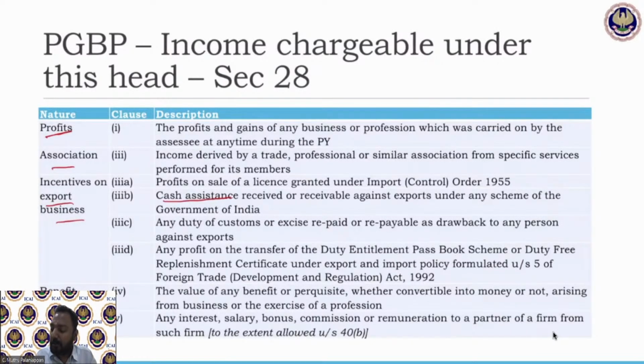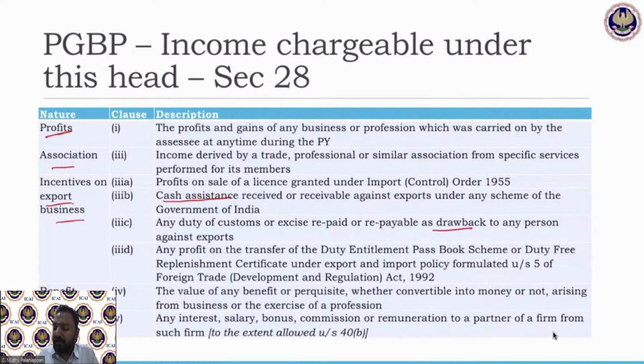Similarly, any duty, that is customs or excise duty, which is given back to you, is called a drawback. Whatever duty you paid, some part of it or the whole of it is given back to you. That is what you call duty drawback. Any duty paid by you that is refunded to you is also an income.